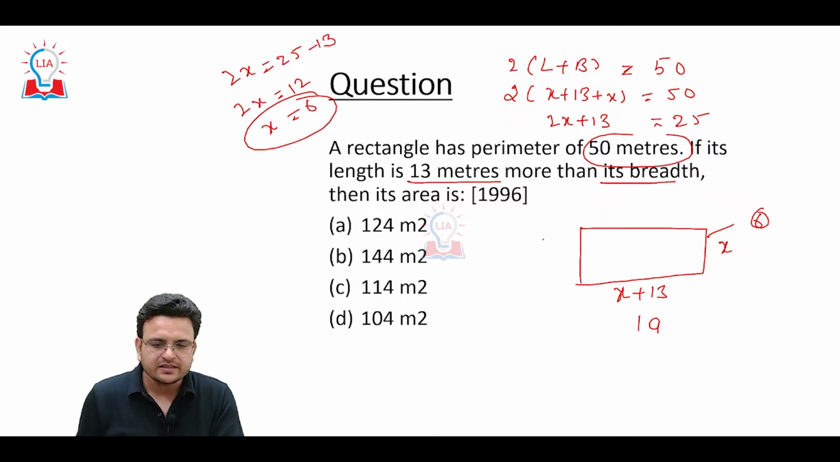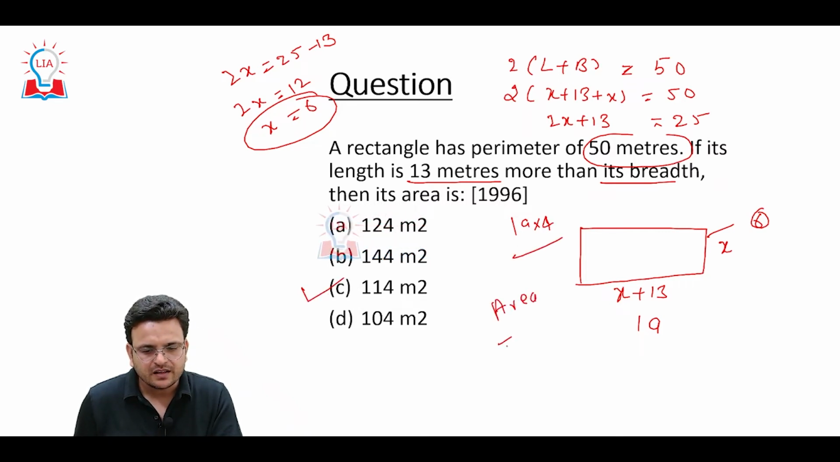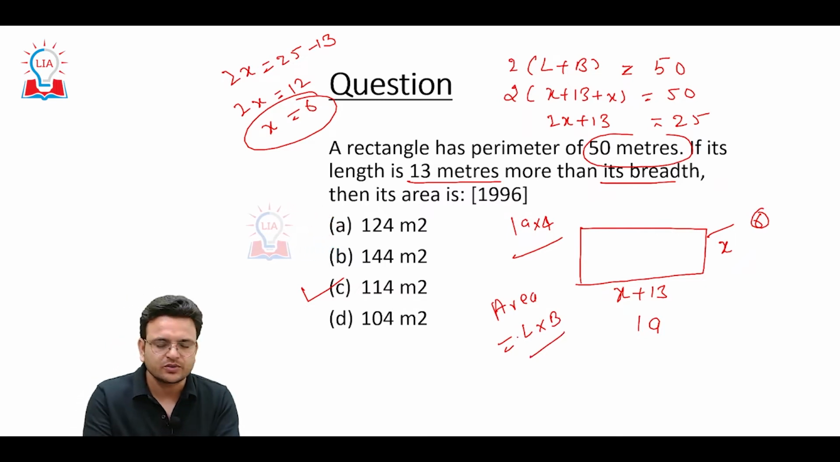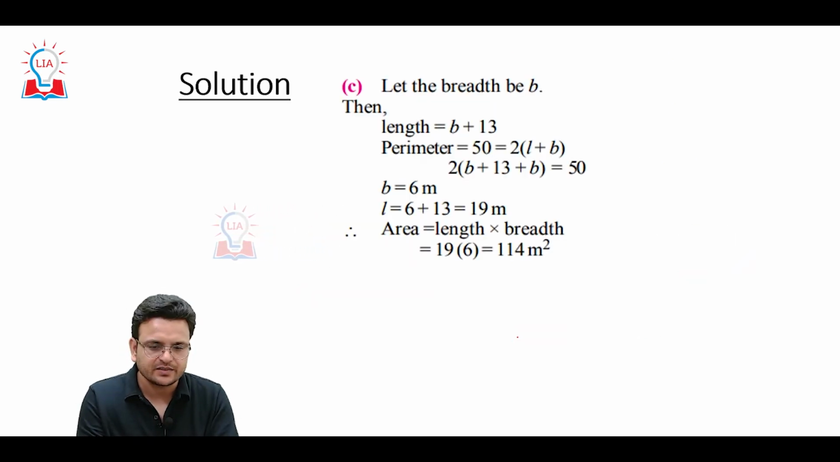So 19 times 6 is 114. So area will be length into breadth. So hope you are able to understand this particular question. Question is not much difficult.